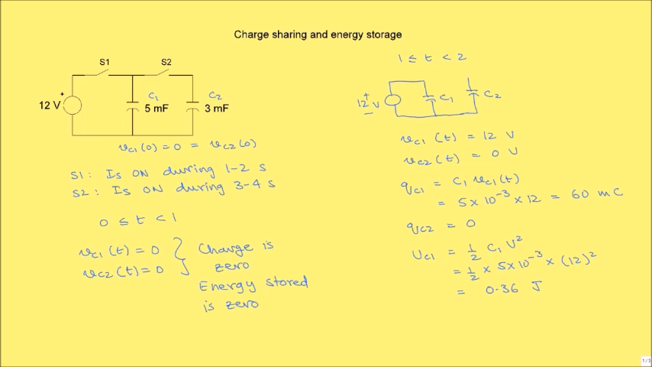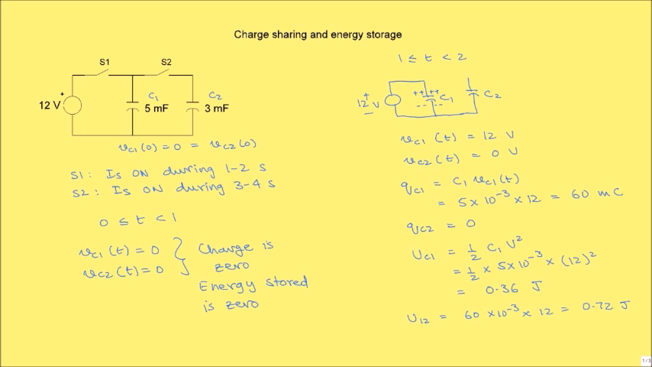Also consider the energy supplied by the 12-volt battery. Now the charge on C1 is given by QC1, 60 millicoulombs, and all of this charge has come from the battery such that the top plate of the capacitor is positively charged and the bottom plate is negatively charged. Energy supplied by the battery is going to be equal to charge times voltage, which will be 60 millicoulombs multiplied by voltage, which will be equal to 0.72 joules.